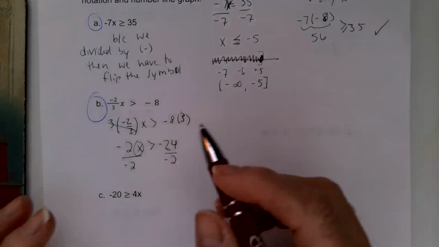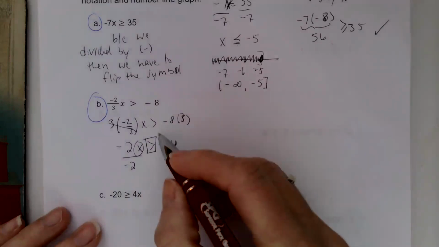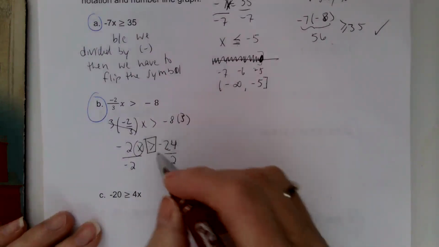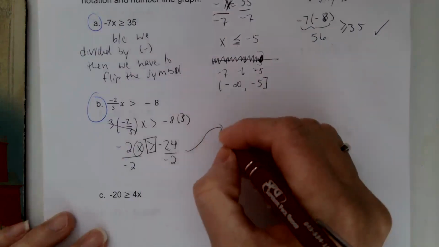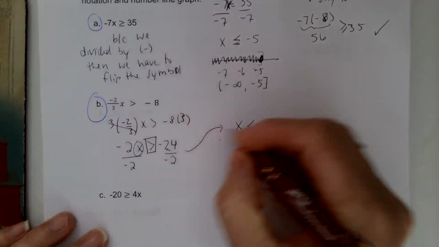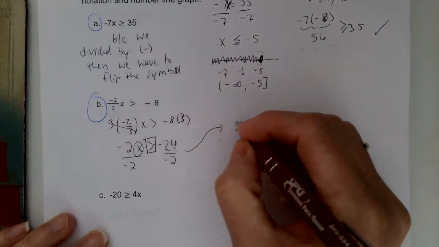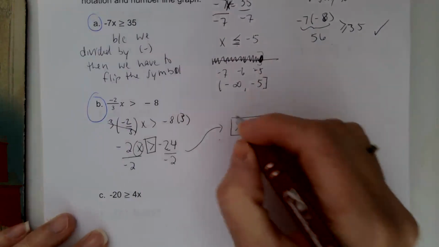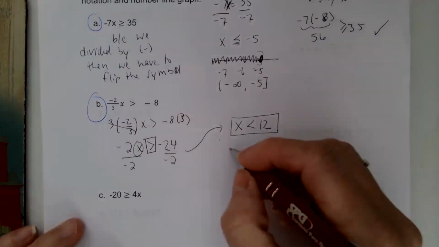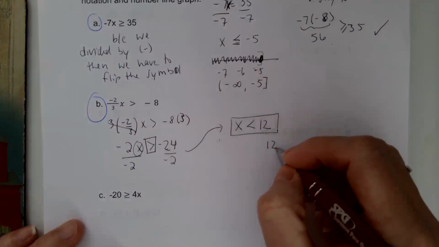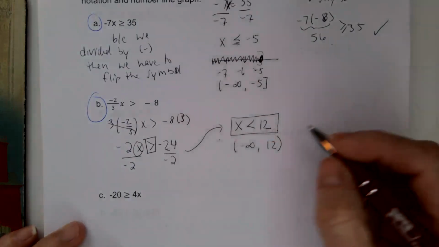And then to solve for x, I'm going to divide by -2. And as soon as I see that I'm dividing or multiplying by a negative, I'm going to square or circle my inequality to remind me that it should get flipped over. So x is less than -24 divided by -2, which is +12. So any value less than 12 will be my solution set. So that means that 12 is my maximum value and negative infinity is my minimum value.